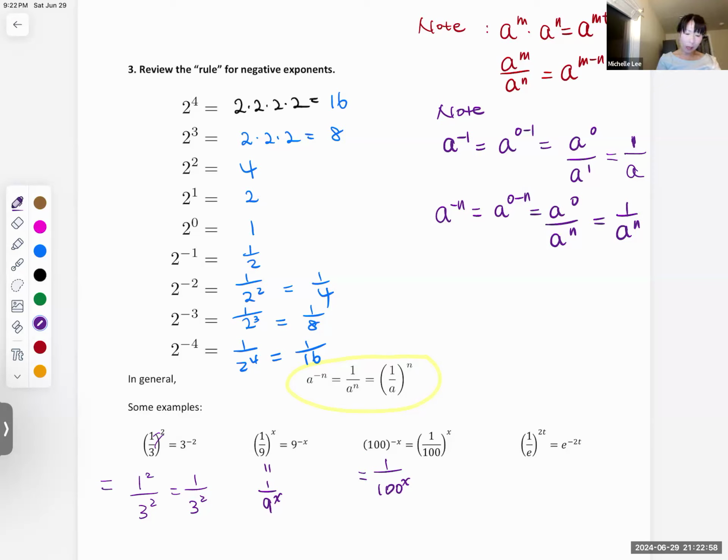Okay. Now, 1 over e to the 2t, same as earlier, right? So we can multiply the exponent. So 1 to the 2t over e to the 2t. 1 to the any power is 1, right? And e to the 2t. Then 1 over e to the 2t, we can express as e to the negative 2t, right?